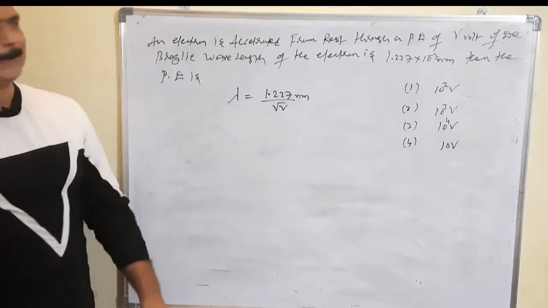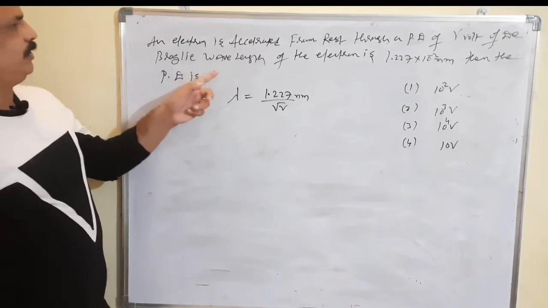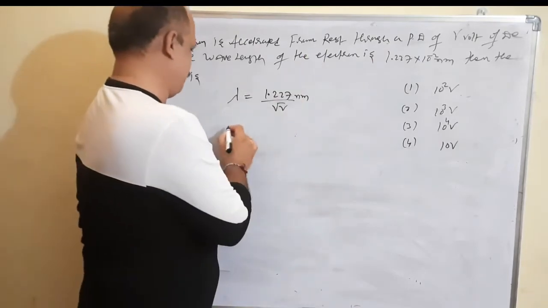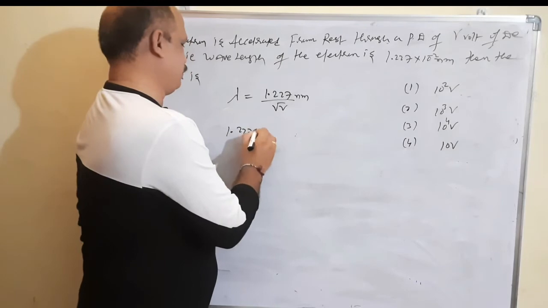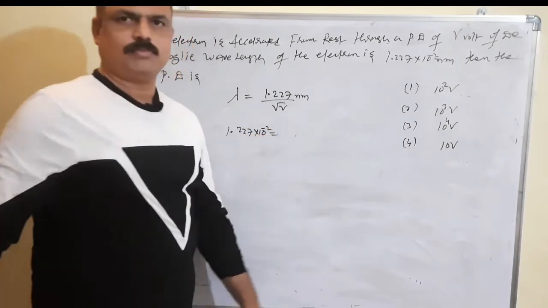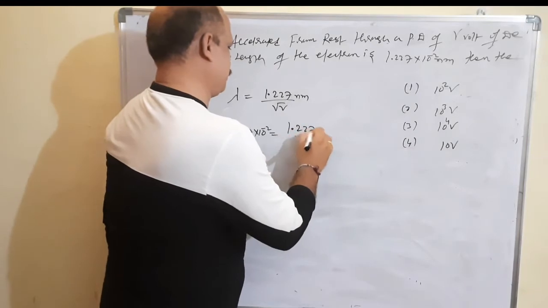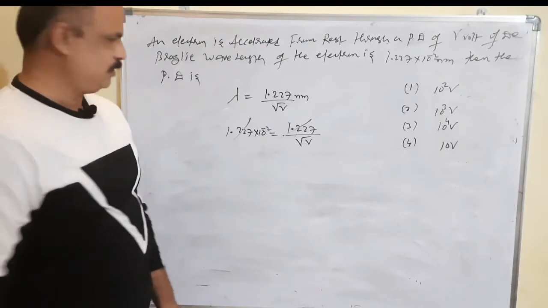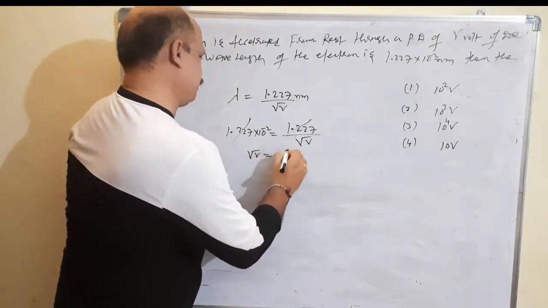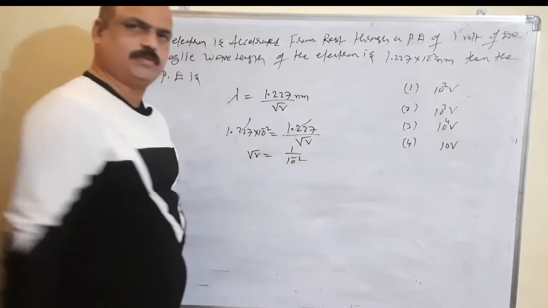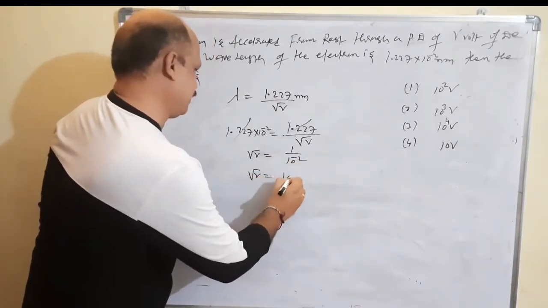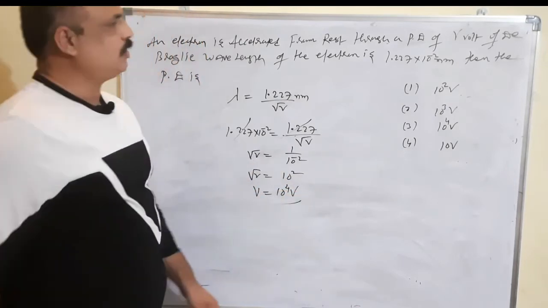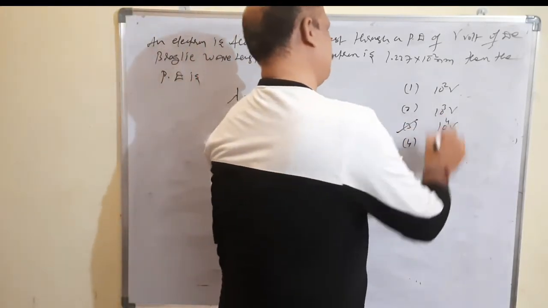De Broglie wavelength. Here according to the problem, what is the de Broglie wavelength they given? 1.227 into 10 to the power of -2 nanometer. That is also in nanometer. So here 1.227 into 10 to the power of -2 is equal to 1.227 divided by root V. Here this 1.227 cancels. Now root V is equal to 1 by 10 to the power of -2, so root V is equal to 10 square. Squaring on both sides, V is equal to 10 power 4 volts. So our correct option is 10 to the power of 4 volts, that is the third option.